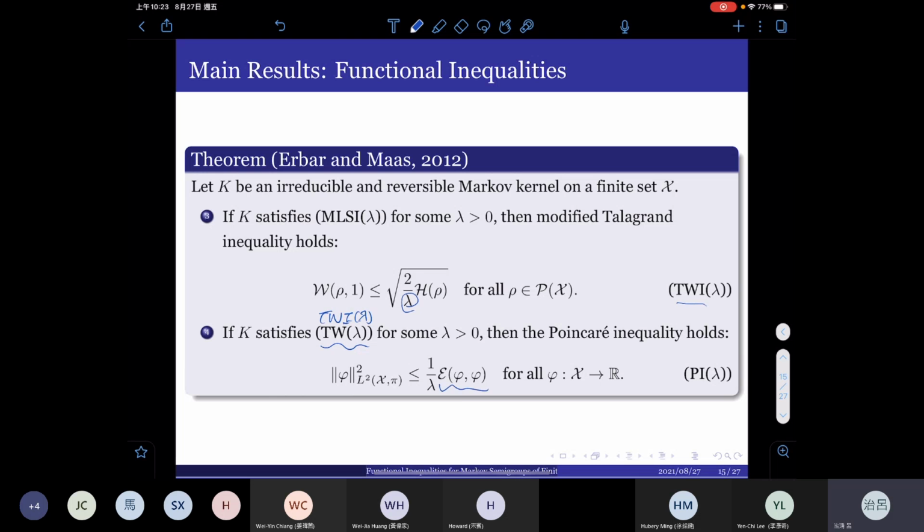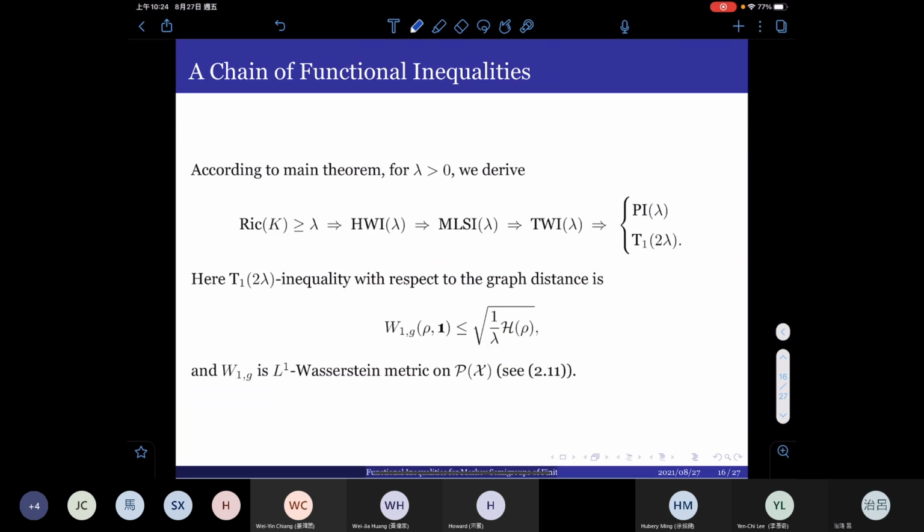Here, this is a Dirichlet form, so we may write it as this, the gradient of phi in the L2 norm. Here the L2 norm means the inner product under pi. So this means the gradient of phi dot gradient of phi, inner product under pi. This is a standard Poincaré inequality because we can use the gradient L2 norm to control the L2 norm of the function phi. So far we have the trend of the functional inequalities: if the Ricci curvature is greater than a positive constant, then we can get the HWI inequality, then the modified log-Sobolev, then the modified Talagrand, and then the Poincaré inequality.